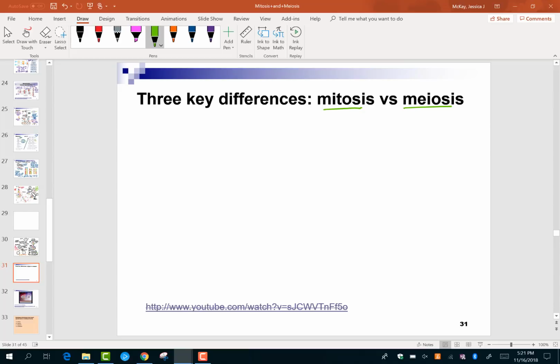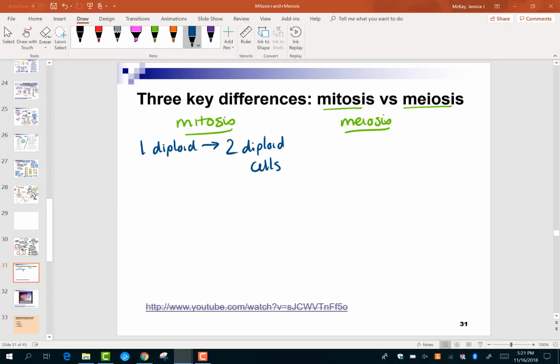A big difference is, mitosis, you're producing 2, so you're going from 1 diploid to 2 diploid cells. Meiosis, you're going from 1 diploid to 4 haploid cells, right? Mitosis, you're making genetically identical cells.